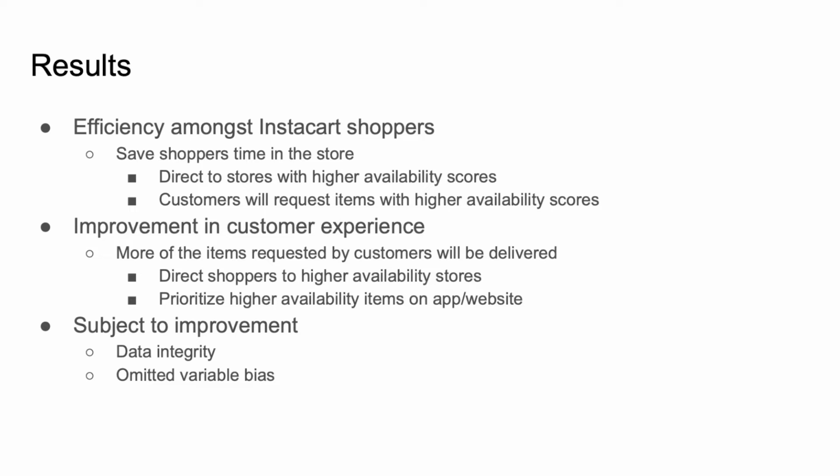So now we come to the results. Before we dive into the results, we're going to look at a couple of figures that are visualizations of them. Our key takeaways before we get into that: efficiency amongst Instacart shoppers will improve. They're going to save time. There's an improvement in customer experience. They're going to get more of the items that they selected to be delivered, less replacements. And just overall, the model is subject to improvement. The two main reasons would be data integrity and omitted variable bias. So before we go into those, let's look at figure one on the next slide.